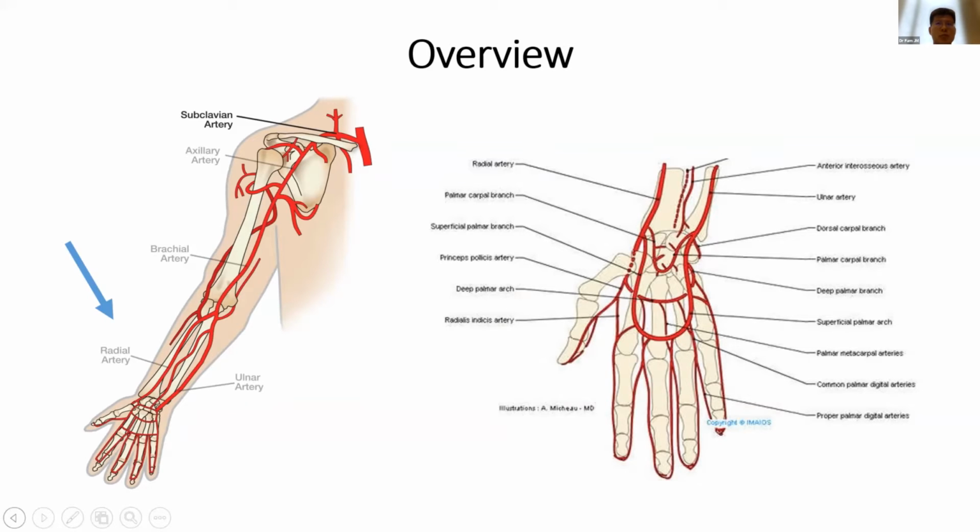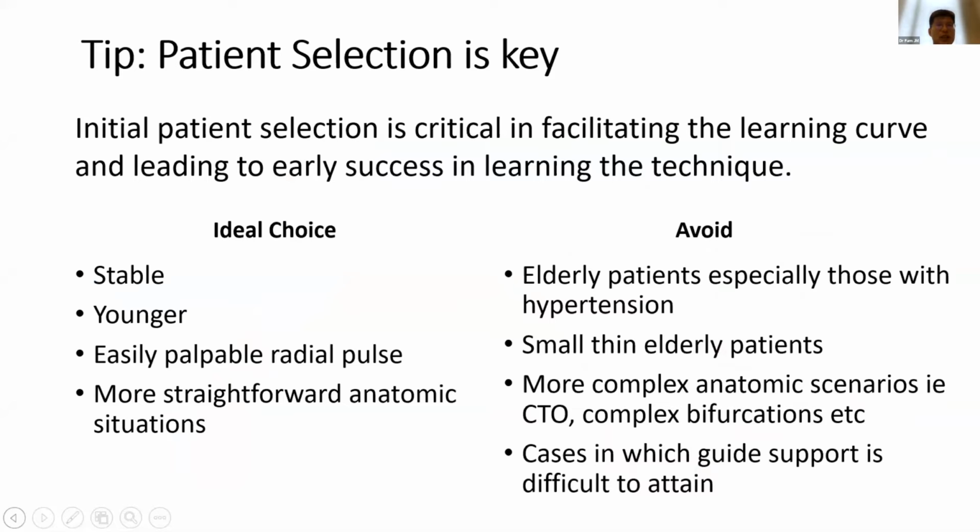Now, the radial artery also lies in the superficial area here, making securing of hemostasis easier compared to that of femoral access. Now, generally, patient selection is critical in early success in learning transradial intervention. Early operators should start with stable patients who are relatively younger, middle-aged, larger-sized males with easily palpable radial arteries would be ideal candidates. On the other hand, elderly patients, especially those with a long history of hypertension, may have tortuous arteries, particularly at the subclavian artery level, making entrance into the ascending aorta problematic. Small, elderly patients in general would have smaller radial vessels, making initial access more challenging as well.